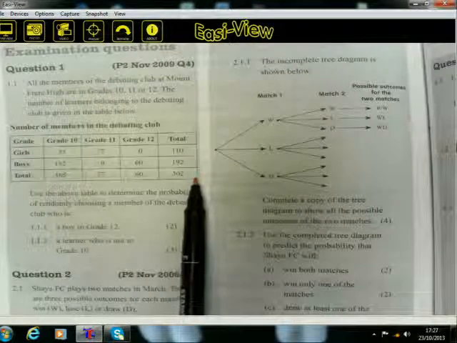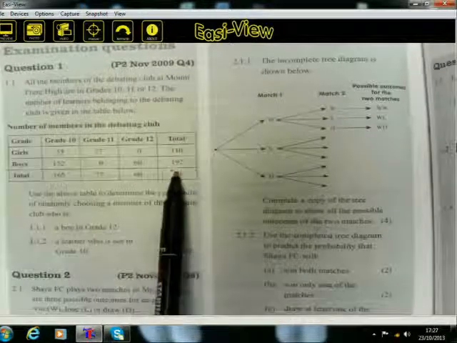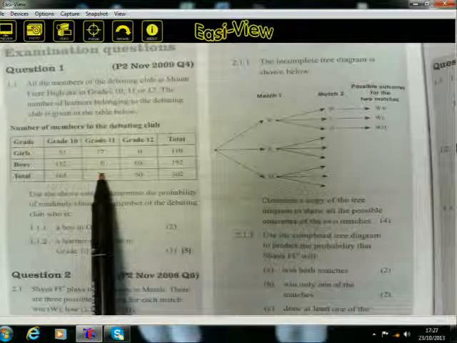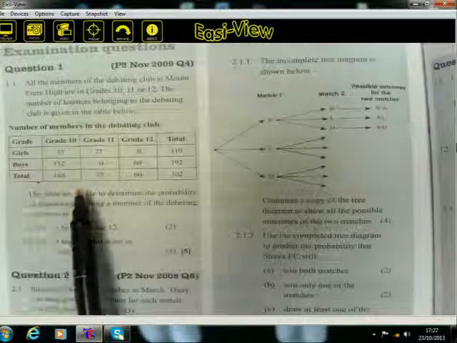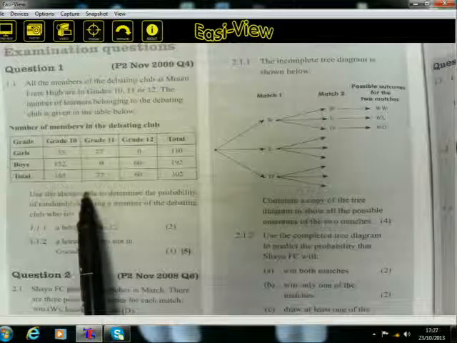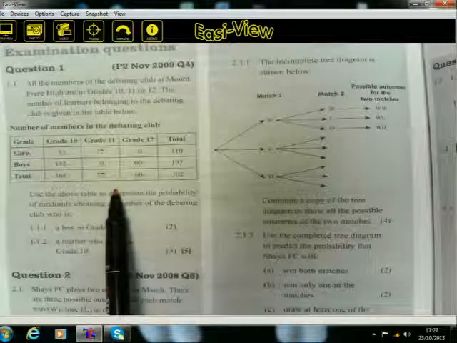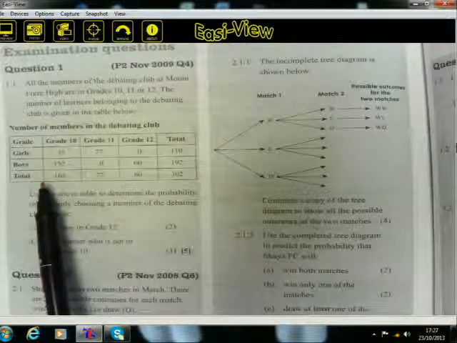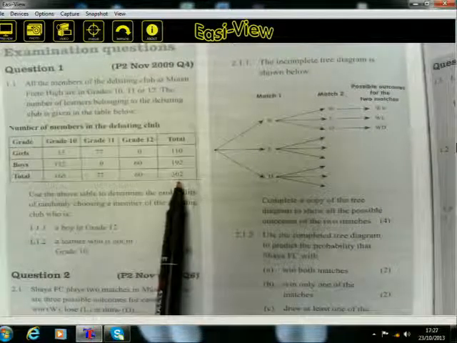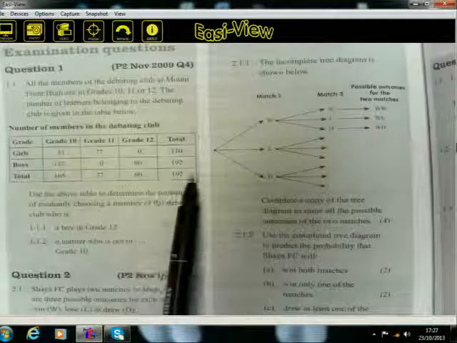Why 302? That means you check all learners. You don't check only grade 10 or grade 11; you check from grade 10 up to grade 12. Remember, how many learners are we having from grade 10? 165. From grade 11, 77. Grade 12, it's 60. Now, when you add 165, 77, and 60, it gives you 302. Now it will be 60 over 302.